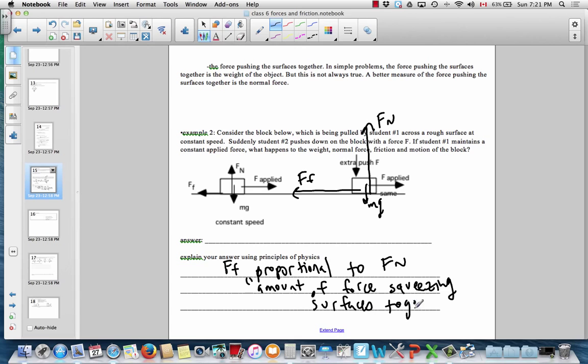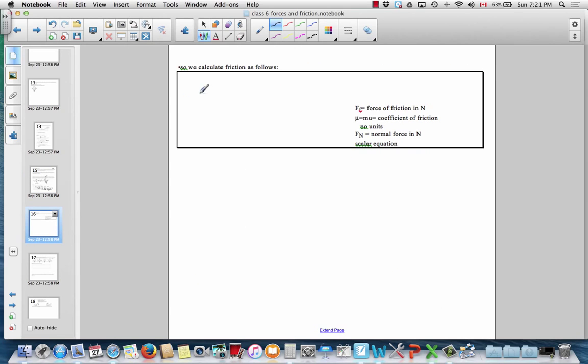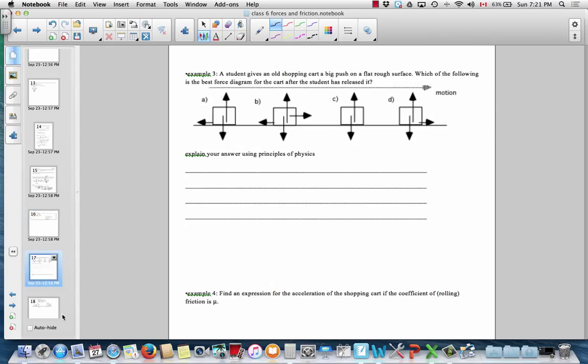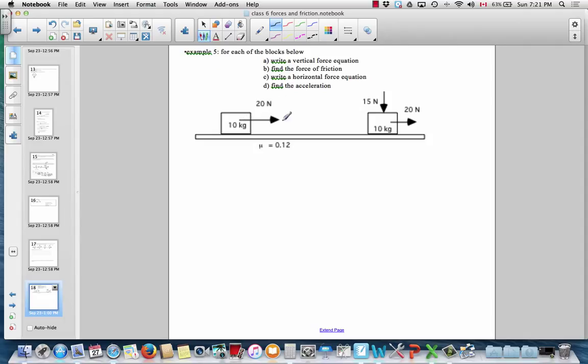So now we're ready to write down our model of friction. As we said, it depends on two things. It depends on the surfaces that are in contact, and then it depends on how much we're squeezing or pushing those surfaces together. Now, friction is in newtons, normal force is in newtons, mu has no units. It's called the coefficient of friction. Okay, so here's a typical friction problem. We're pulling a block across the surface, and here is the mu. This is the coefficient of friction with no units.